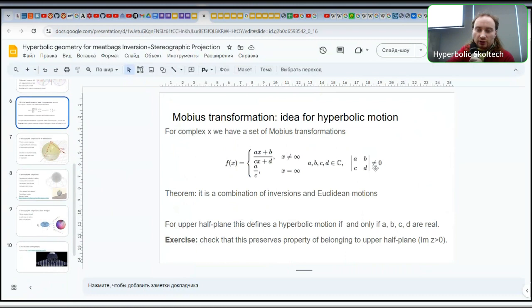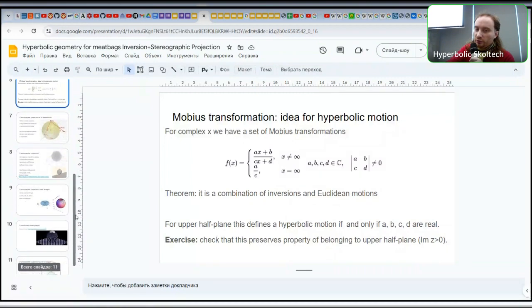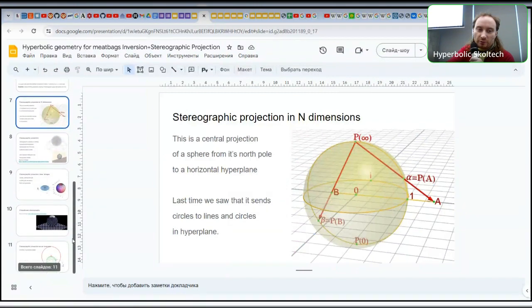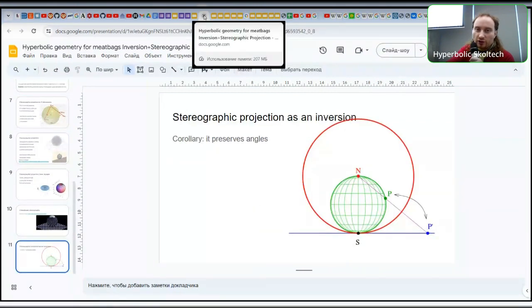and this is for the upper half plane model, and the determinant should be positive. For the Poincaré ball model, we just take another set of coefficients A, B, C, and D. They just belong to a different set. So stereographic projection is such a projection, a central projection from sphere to hyperplane. Inversion is a stereographic projection.